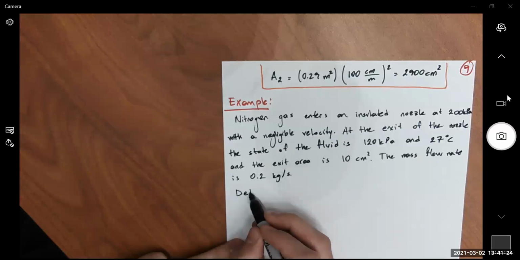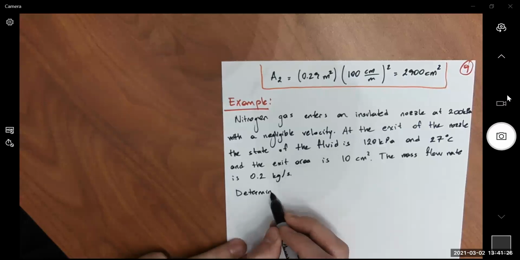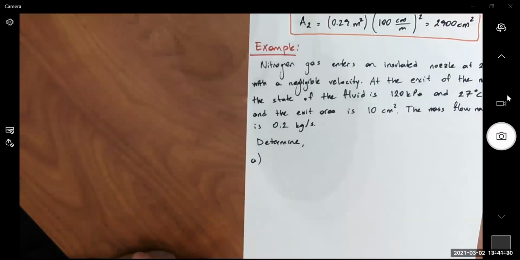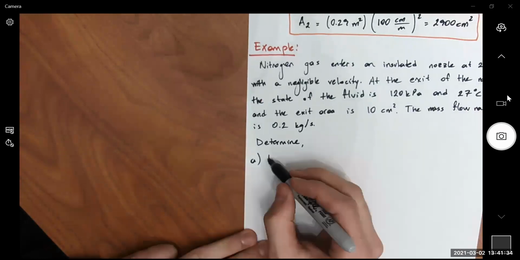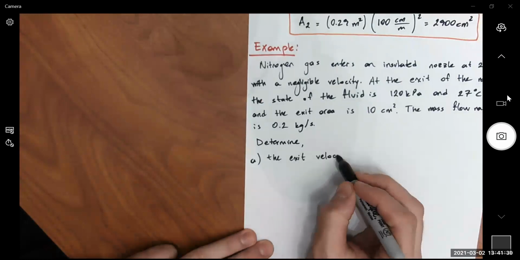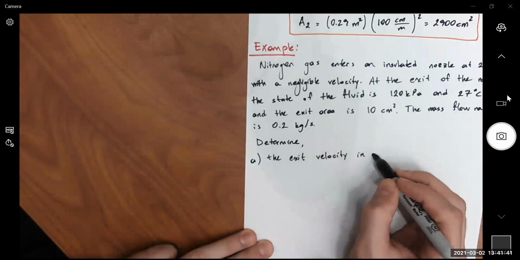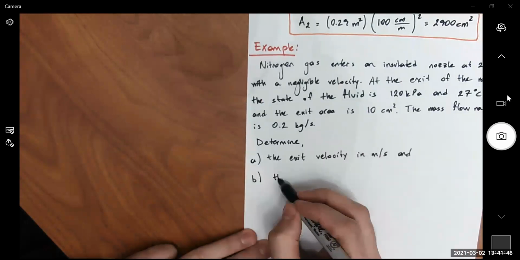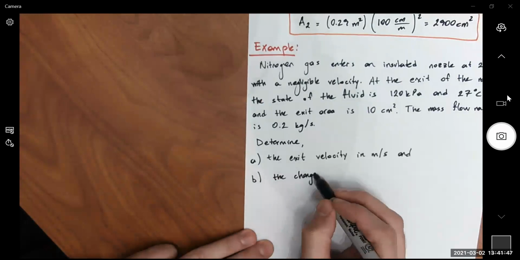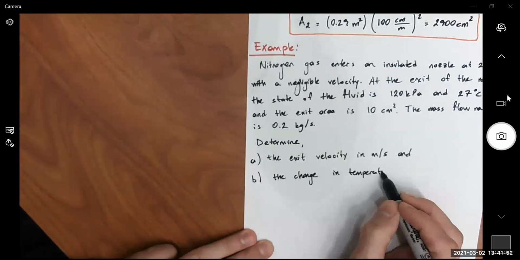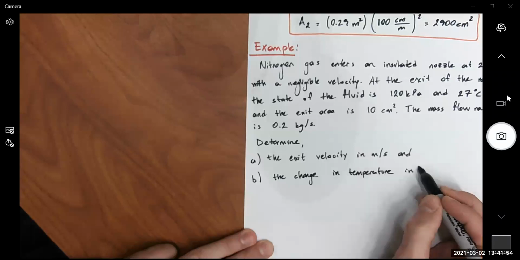Determine the exit velocity in meters per second and the change in temperature in degrees Celsius.